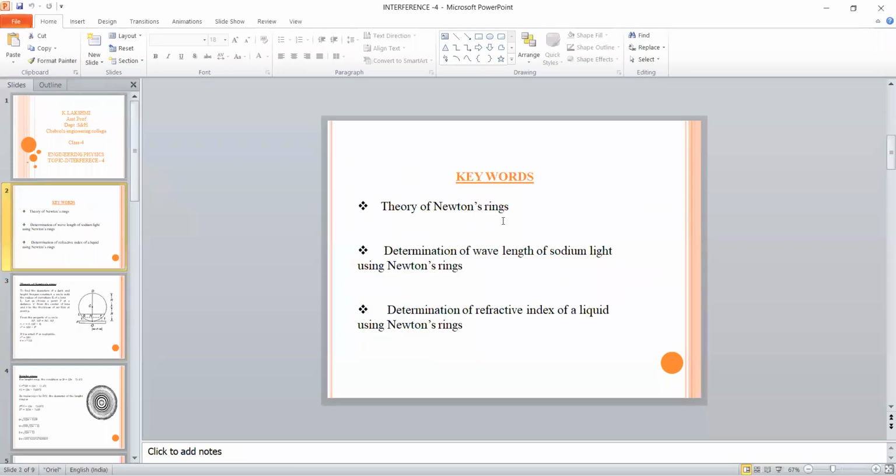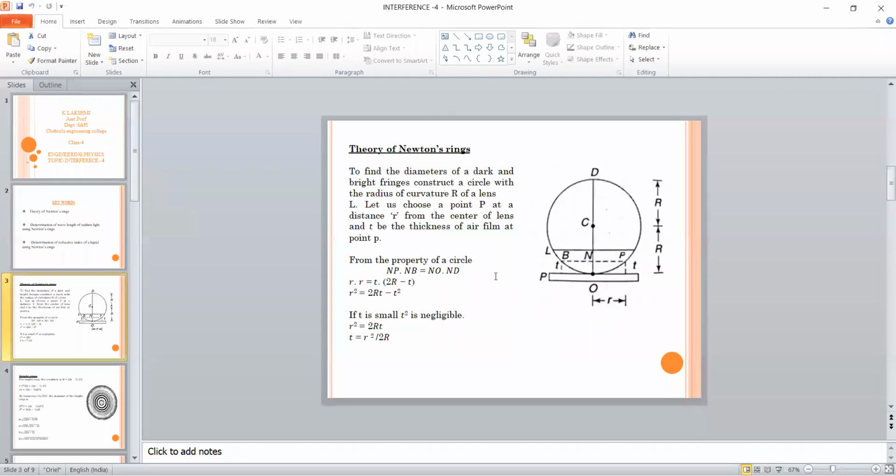So these are the keywords. Today we discuss the theory of Newton's rings, determination of wavelength of sodium light using Newton's rings, and determination of refractive index of a liquid using Newton's rings. So this is the theory of Newton's rings.